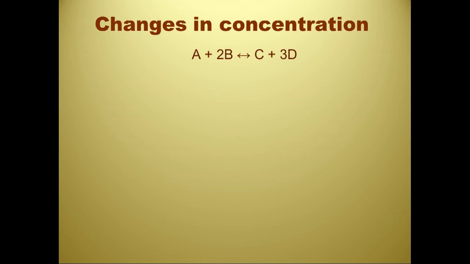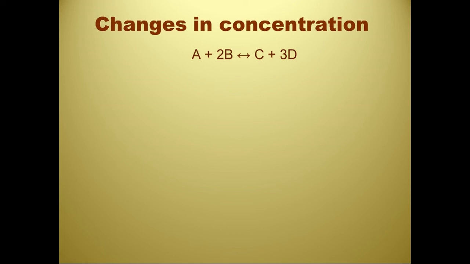I find it useful to talk about this particular reaction. It's a very generic reaction. Chemical A plus 2 of chemical B in a reversible reaction can form chemical C and 3 molecules of chemical D. The way I like to talk about this is a fairly direct way. I just like to talk about it in terms of what happens if I change something.